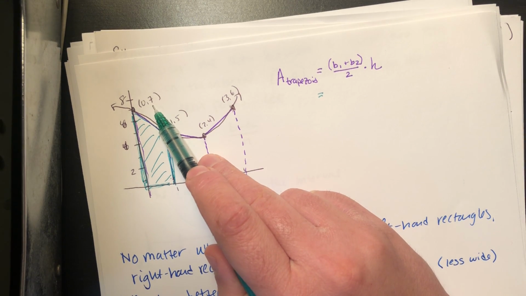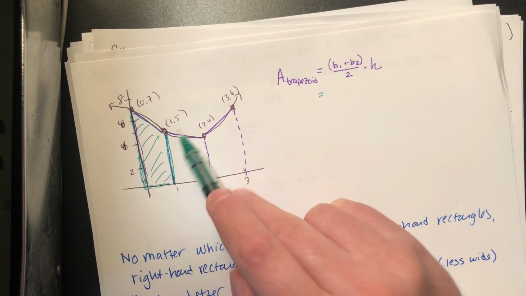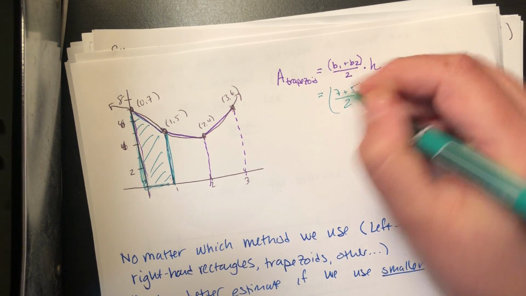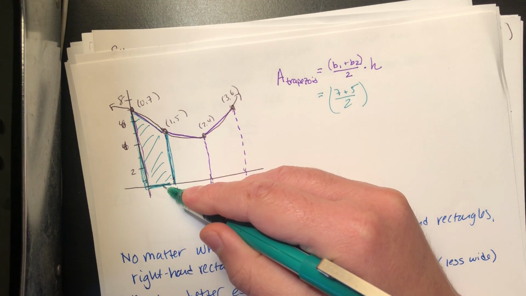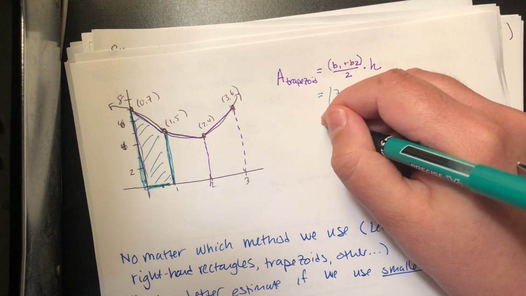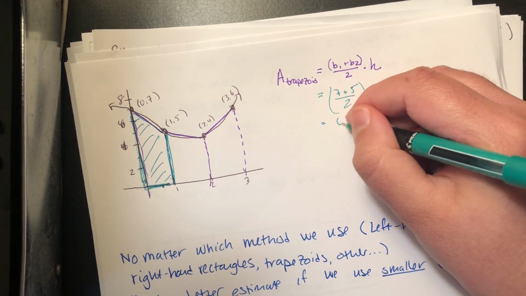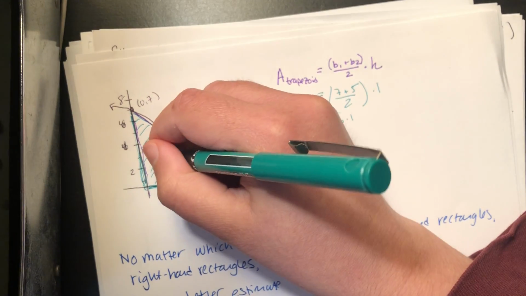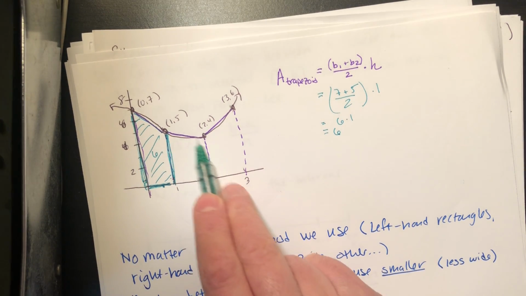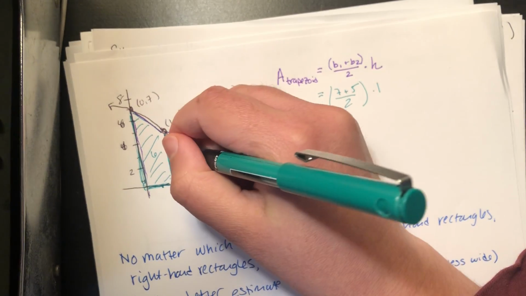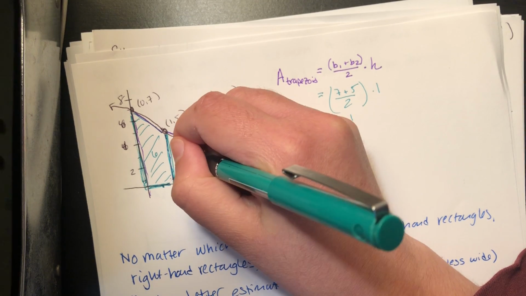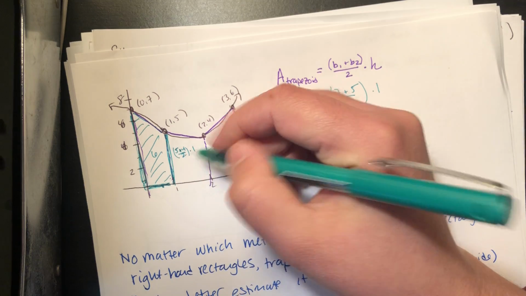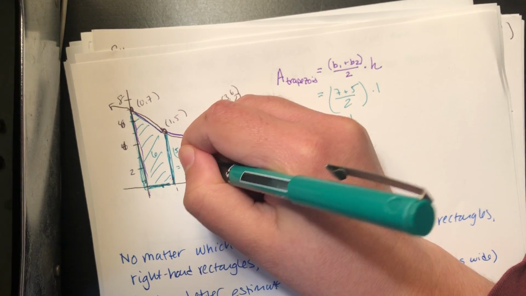You'd have to do this base plus this base, 7 plus 5, divided by 2 times the height, which is now the part along the x-axis, which is 1. So this is 12 over 2, which is 6, times 1, which is 6. So the area of this trapezoid would be 5 plus 4 over 2 times the height, which is 1. This is 9 over 2, which is 4.5.